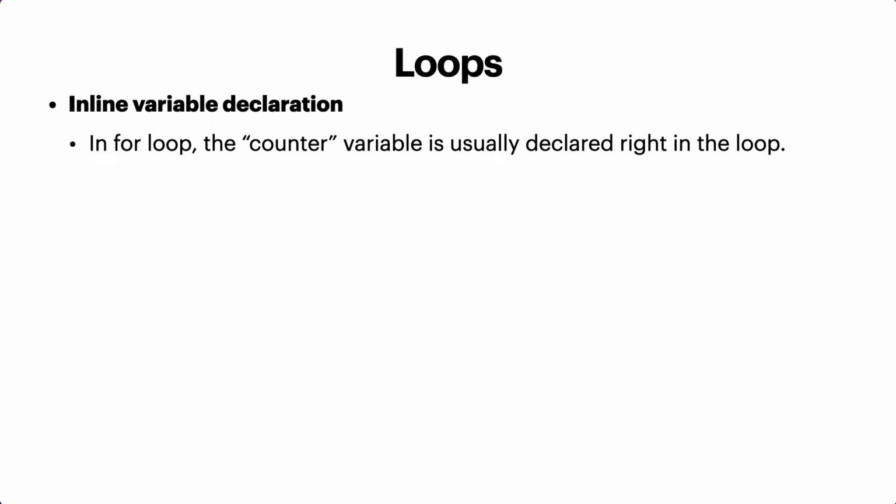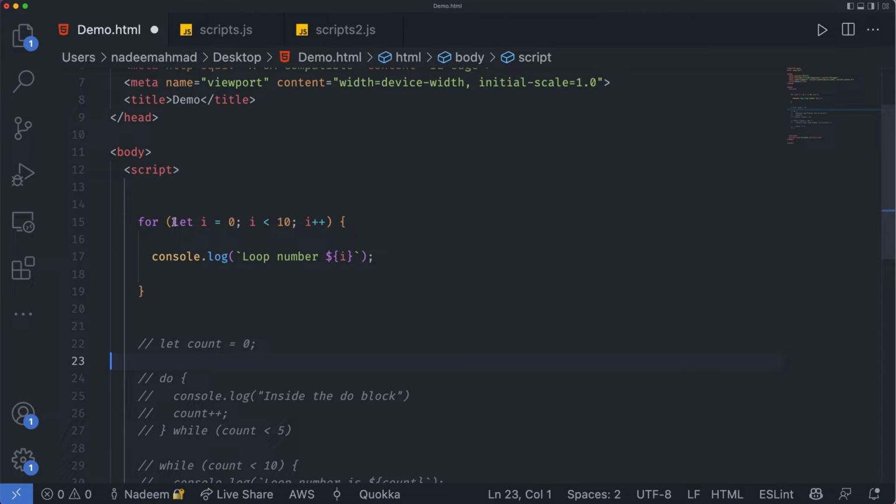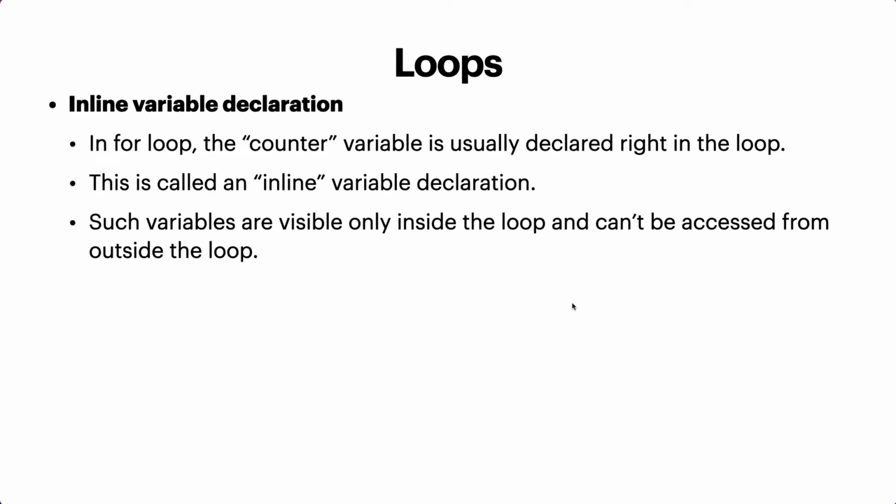And we discussed inline variable declaration. In a for loop, the counter variable, or the initialization variable, is usually declared right inside the loop. This is called an inline variable declaration, as we've seen. So the variable that we declare in the beginning part is called an inline declaration of the variable. Such variables are visible only inside the loop and cannot be accessed from outside the loop.